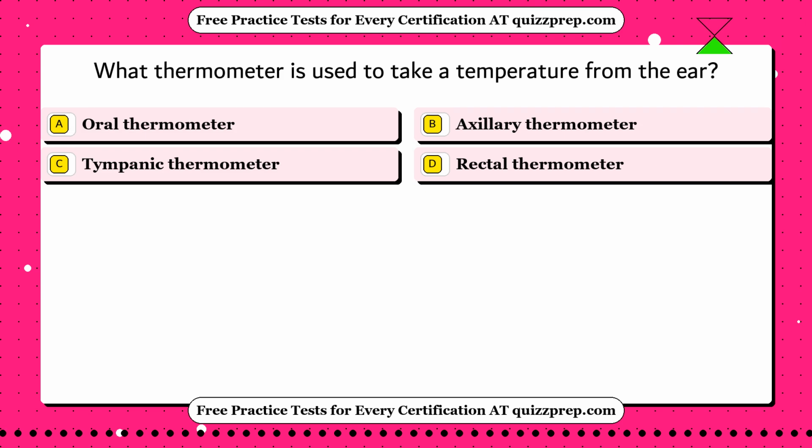Question 34. What thermometer is used to take a temperature from the ear? Option A. Oral thermometer. Option B. Axillary thermometer. Option C. Tympanic thermometer. Option D. Rectal thermometer.